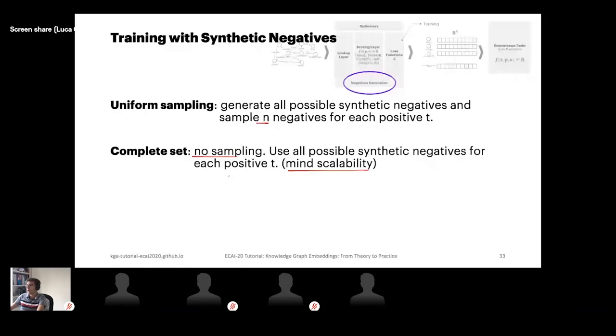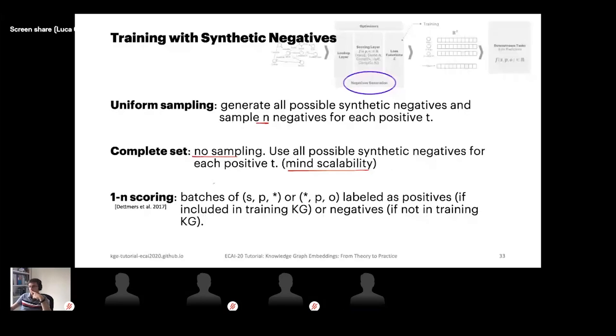And well, it's not over, because there are different scoring techniques as well. For example, the convolutional embedding paper uses a technique called 1-N scoring, right? So they split their triples in batches, right? And then they replace either the subject or the object, and then they label those as positives if they're included in the training set, or as negatives if they're not, right?